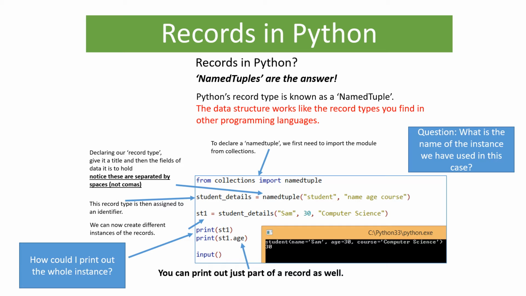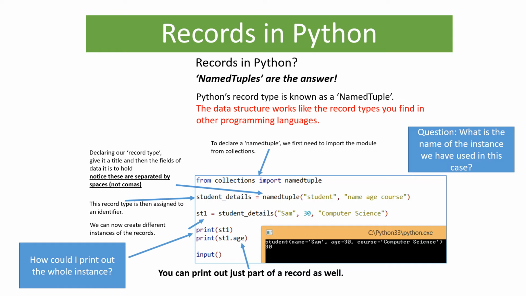Now look at line 2 again. The identifier is student. We then have a comma, but all of the different records or fields that you want to store are not separated by commas. They're all inside one set of speech marks. So that when we start our first record, ST1, the name, age and course are then separated by commas, so Sam, 30 and computer science.